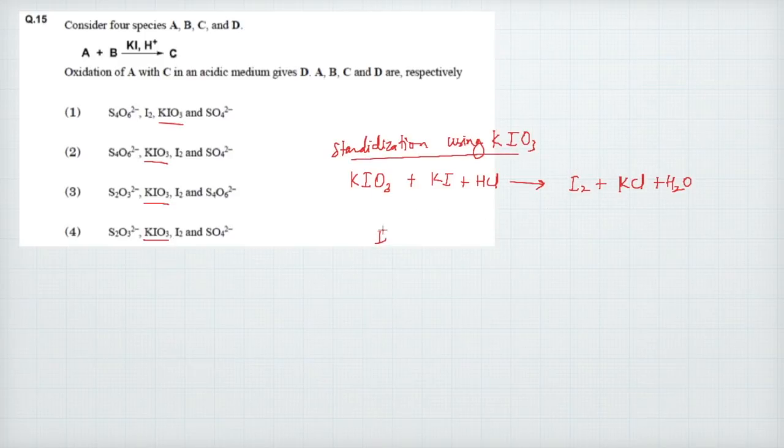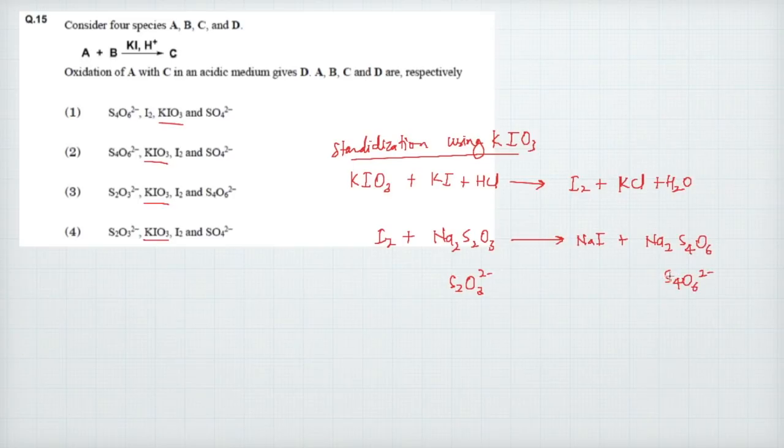Now this iodine is actually going to react with Na2S2O3. That means basically you can call it S2O3 2 minus, and when it reacts, you are going to get sodium iodide, and with that you will get Na2S4O6, or you can say S4O6 2 minus.